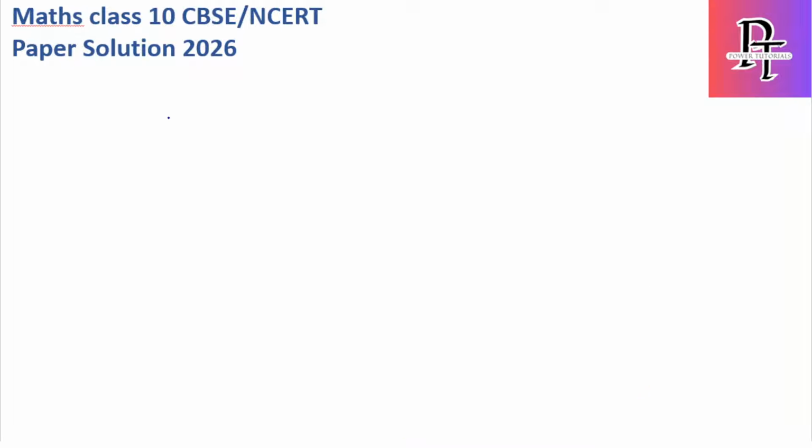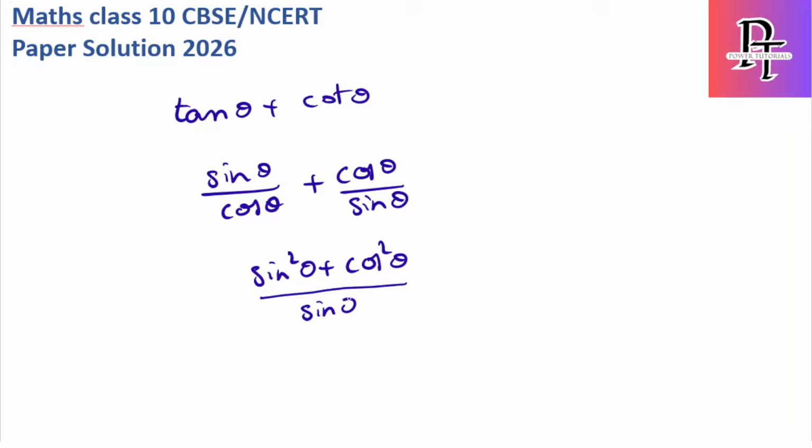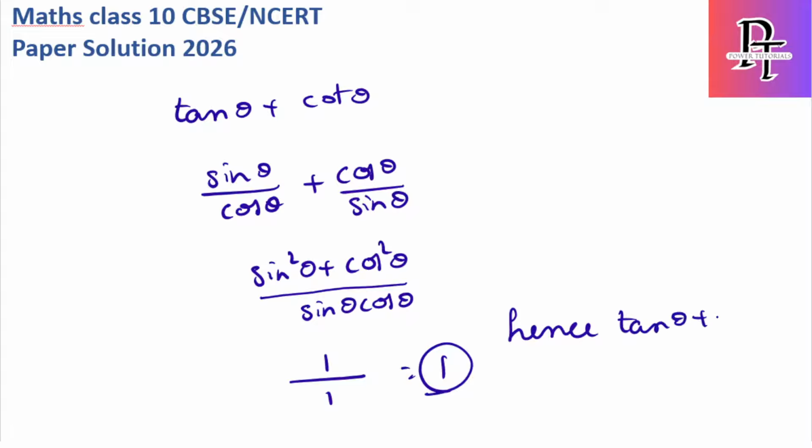Tan theta plus cot theta. So this I can write as sin theta by cos theta, and cot theta I can write as cos theta by sin theta. So if I do LCM, I will get sin square theta plus cos square theta by sin theta cos theta. So sin square plus cos square, we all know it is 1. What is sin theta cos theta? From above I got sin theta cos theta as 1. So both are 1 by 1, which is nothing but 1. Hence, tan theta plus cot theta, I got the proof as 1.